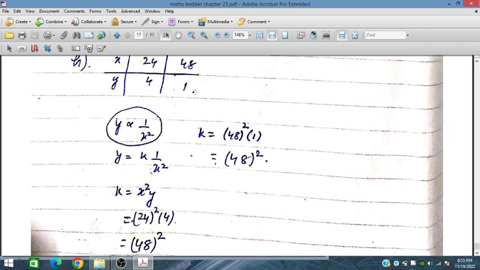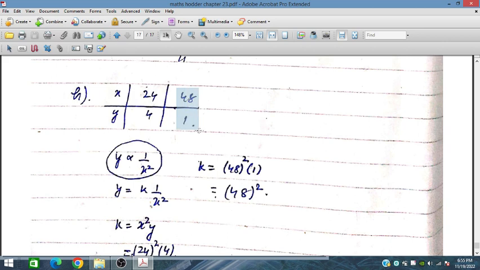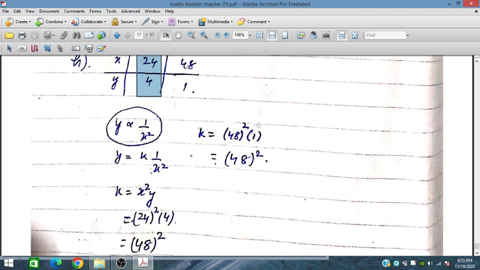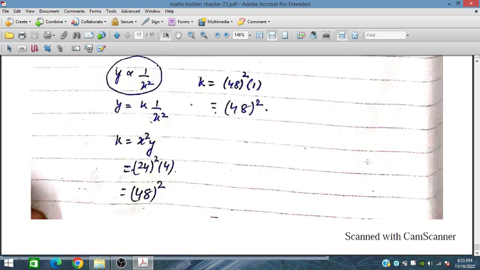So this basically gives the idea: if you multiply these and you get a constant, it means they are inversely proportional. With these two relationships we have obtained the relation.